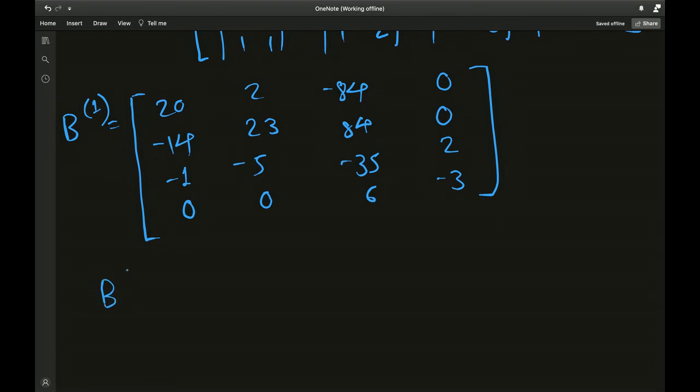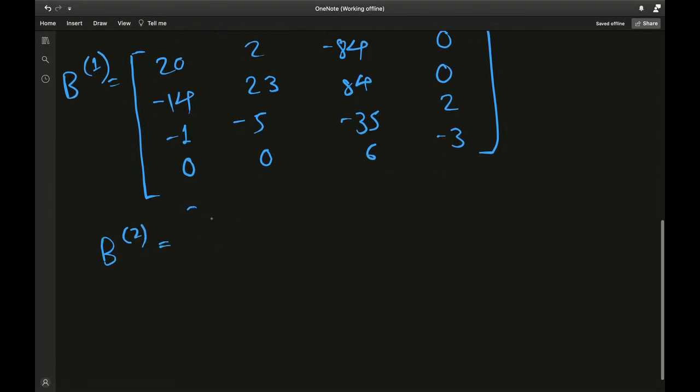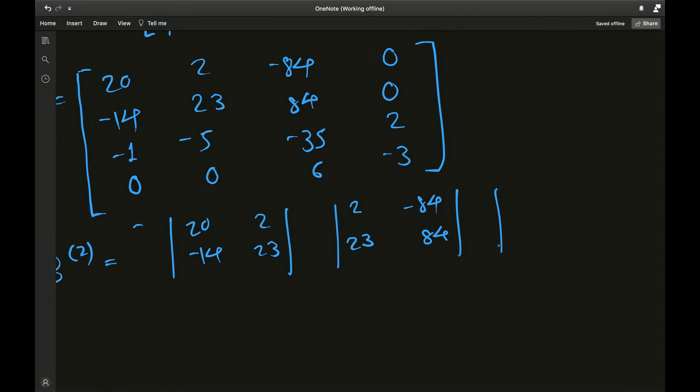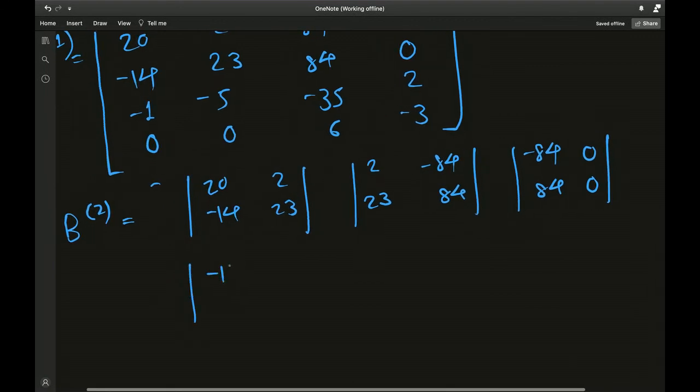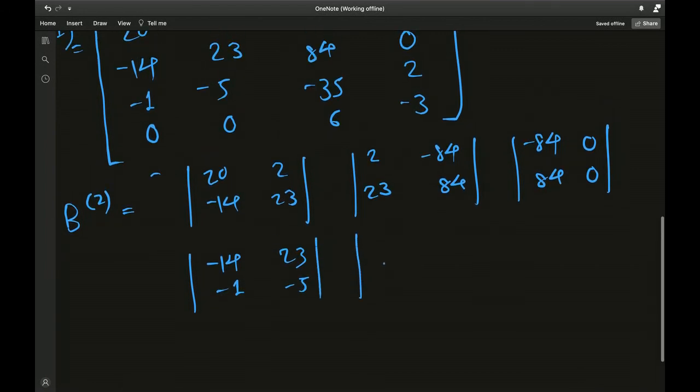Okay, for step 2, groupings again. So the first grouping will go like 20, negative 14, 2, 23. 2, 23, negative 84, 84. Negative 84, 84, 0, 0. We have negative 14, negative 1, 23, negative 5. 23, negative 5, 84, negative 35.